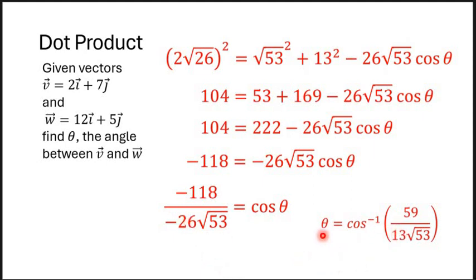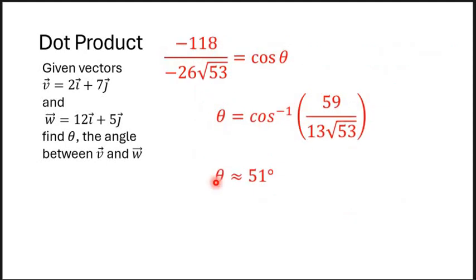So the angle theta I'm looking for is just the arc cosine of that fraction. I get theta is approximately 51 degrees when I round it to the nearest whole degree. There I found the angle theta between vector v and vector w. Let's do this with arbitrary vectors to create a formula for finding the angle between two vectors.